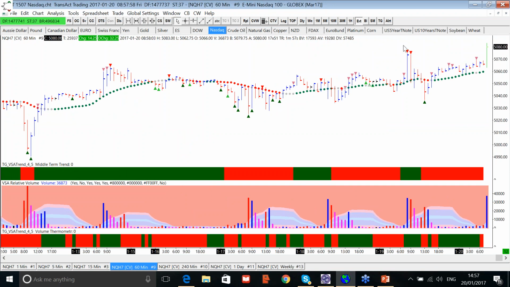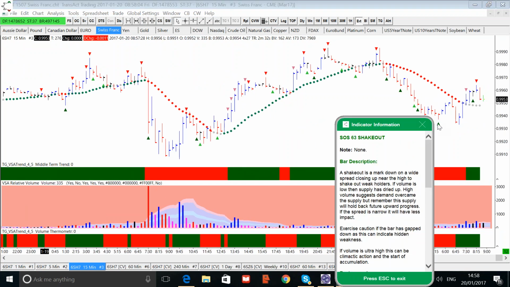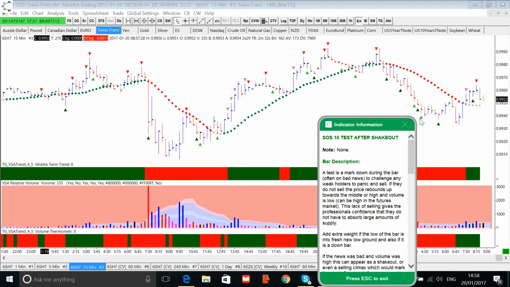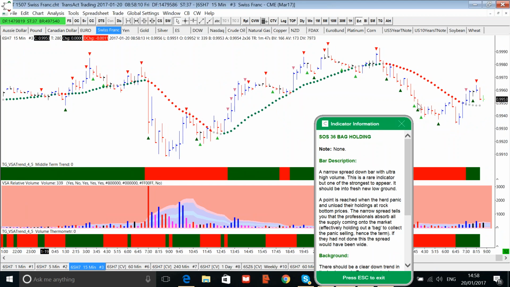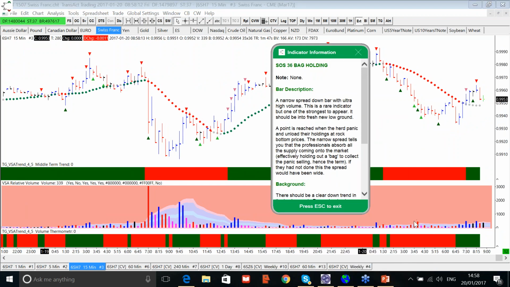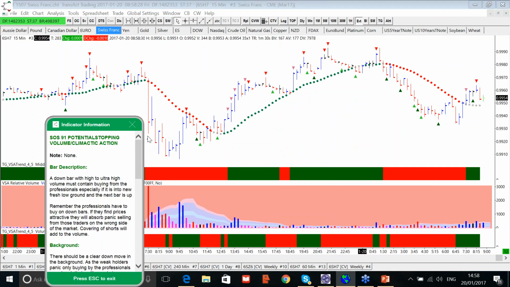Now we Swiss franc the 6S, 15-minute chart. You've got your shakeout there. You've got your test there. Yeah, that's not really that bag holding signal on the high volume. If that was into low ground, narrow spread, massive volume, I'd pay a lot more attention to that. But it's definitely changed the trend. You can see where the buying came in. They shook the market out. But again here, there's nothing. You've got a lot of buying over here.